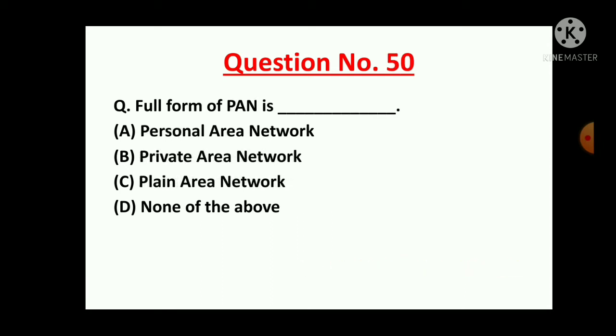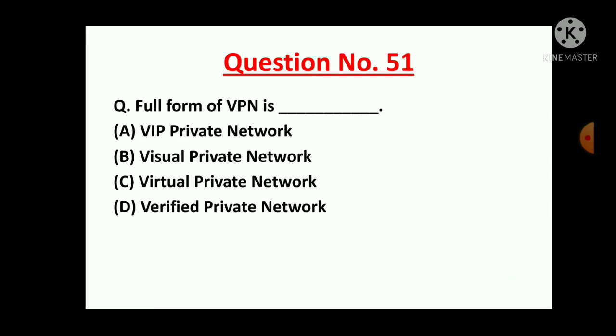Coming to question number 50. Full form of PAN is personal area network, private area network, plain area network, none of the above. It is option A, personal area network. Question number 51. Full form of VPN is VIP private network, visual private network, virtual private network, verified private network. It is option C, virtual private network.